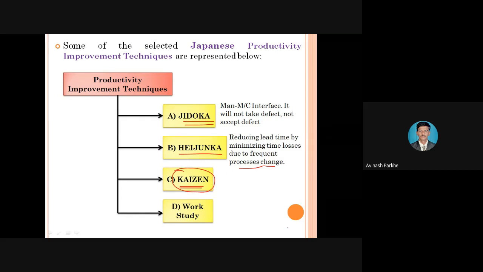And the last technique which we have to discuss in detail is called work study. That work study is further divided into two types. The first one is called method study and the second one is called work measurement.